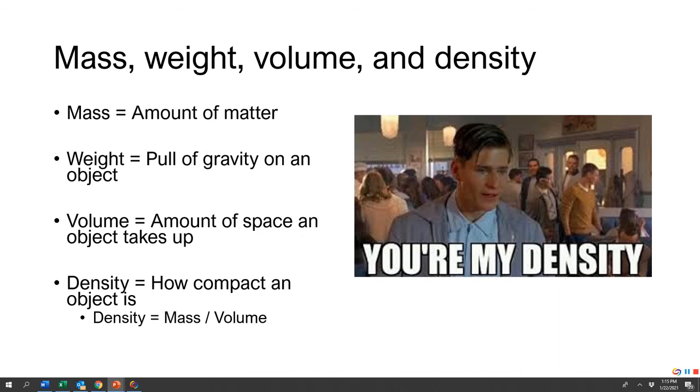Okay, so density is how compact or how concentrated, I guess might be a different way to look at it, an object is. And so the formula for density is mass divided by volume. So we can have two things that weigh 10 pounds, but the more compact something is, the denser it is. Just imagine if we had something the size of a golf ball and something the size of a softball that both weighed 1 pound. Well, the golf ball would be more compact.